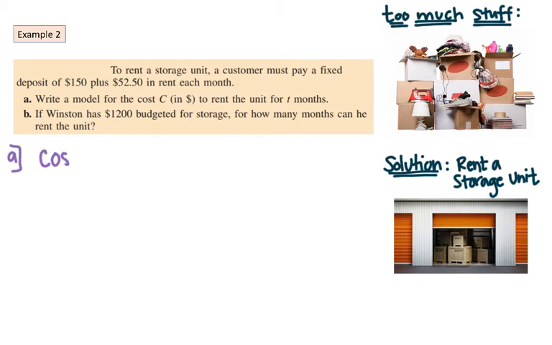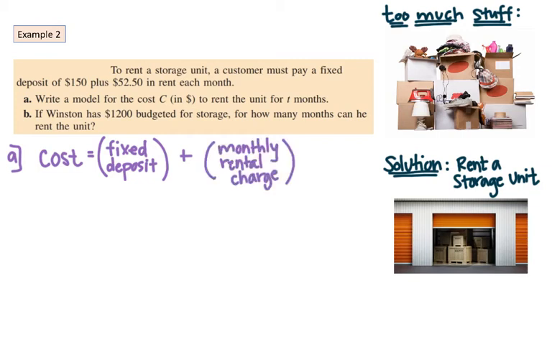So let's read the question. They pay a fixed deposit of $150. So they'll pay $150 at the very start. And then it says plus, so I can put a plus, $52.50 in rent each month. So it's the monthly rental charge, but we don't just pay that once, we pay that every month. So we would multiply that times the number of months.